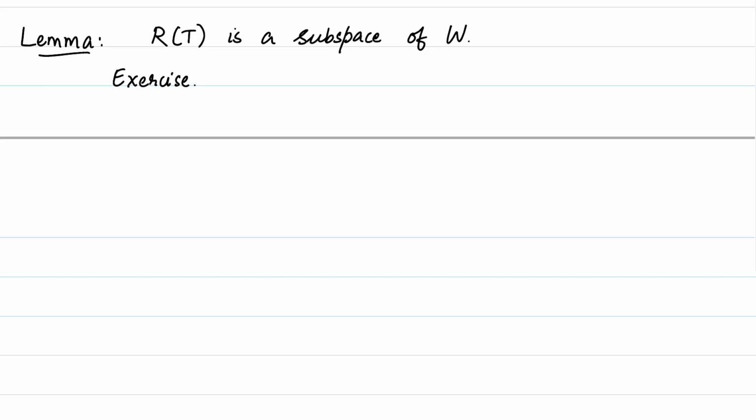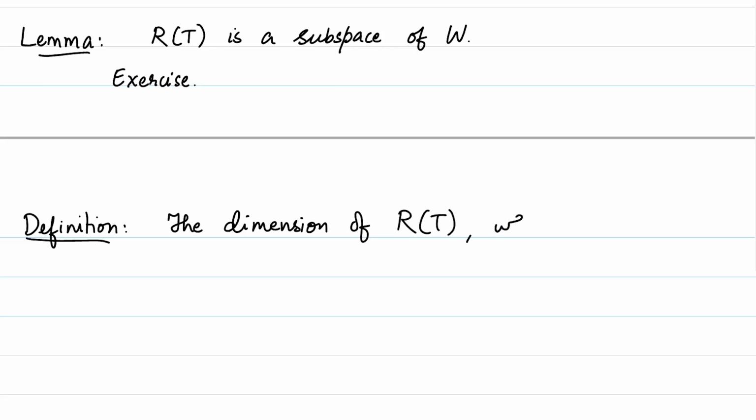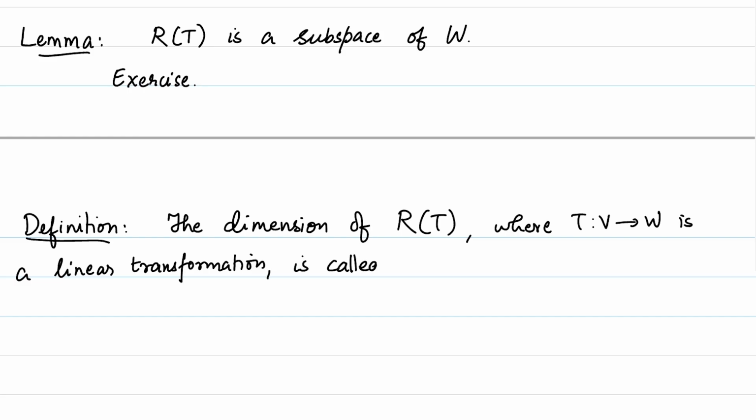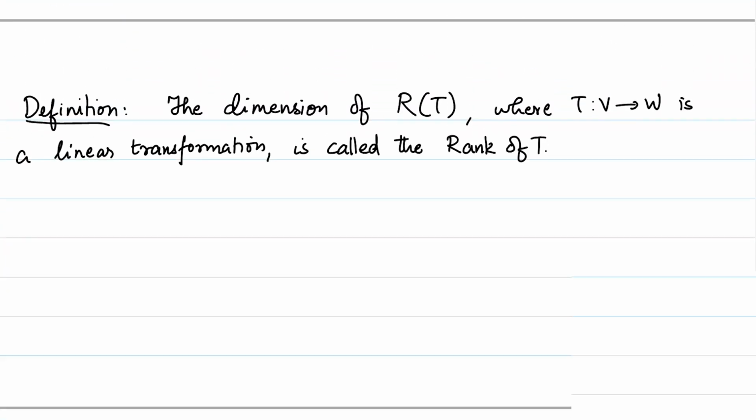Just like how the dimension of the null space of T had a name, the corresponding notion for the range of T also has a name. So definition: the dimension of R(T), where T from V to W is a linear transformation, is called the rank of T. From matrix theory, you might have heard of the word rank, and if you have, I should already break the suspense and tell you that this is related to that. We will come to that at a later date.